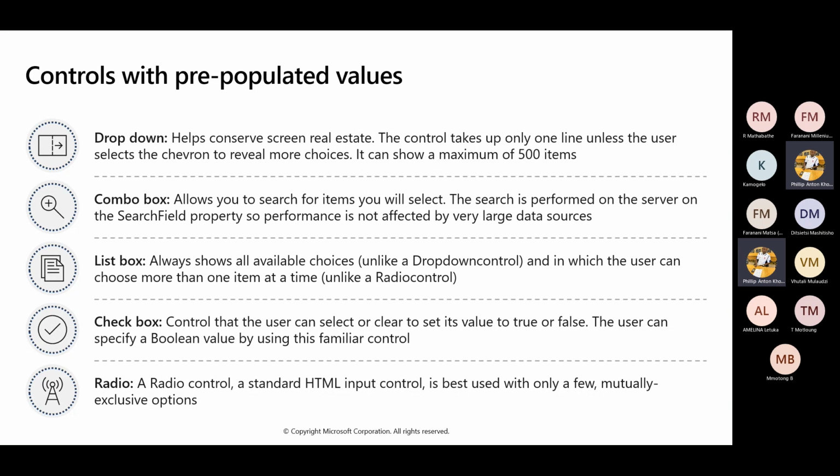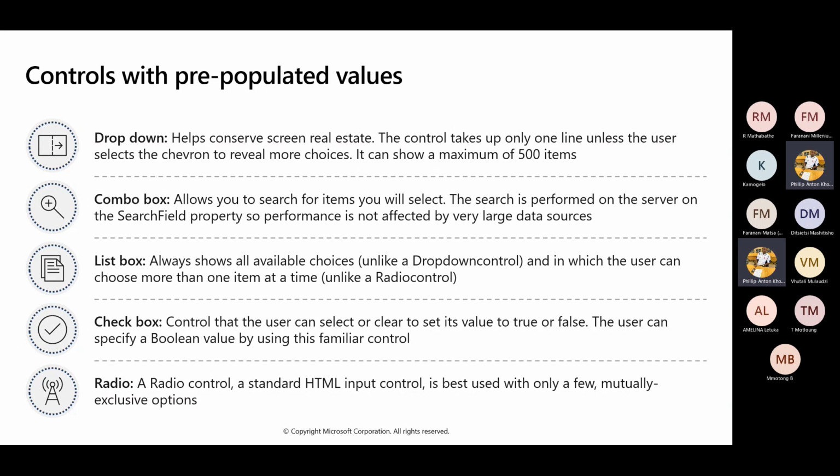So we have drop down, we have a combo box, we have a list box, we have a checkbox, and we have a radio button. Okay, so a drop down will help conserve screen real estate. Now the control takes up only one line unless the user selects the chevron to reveal more choices. It can show a maximum of 500 items.